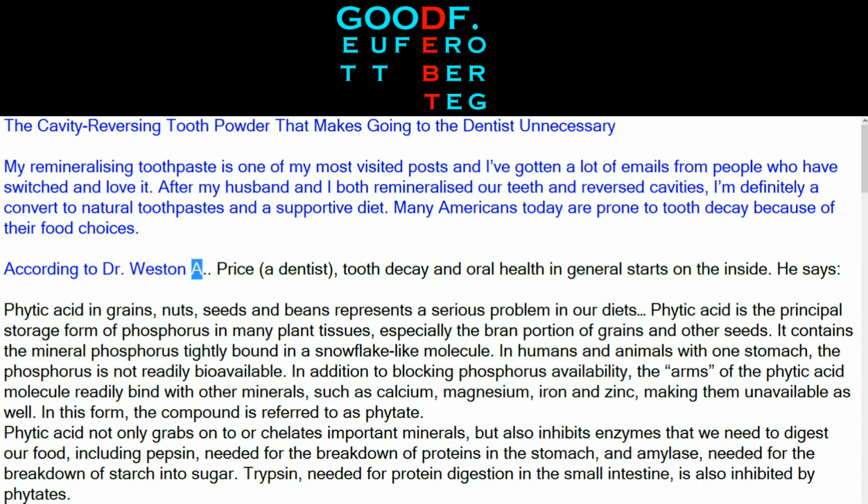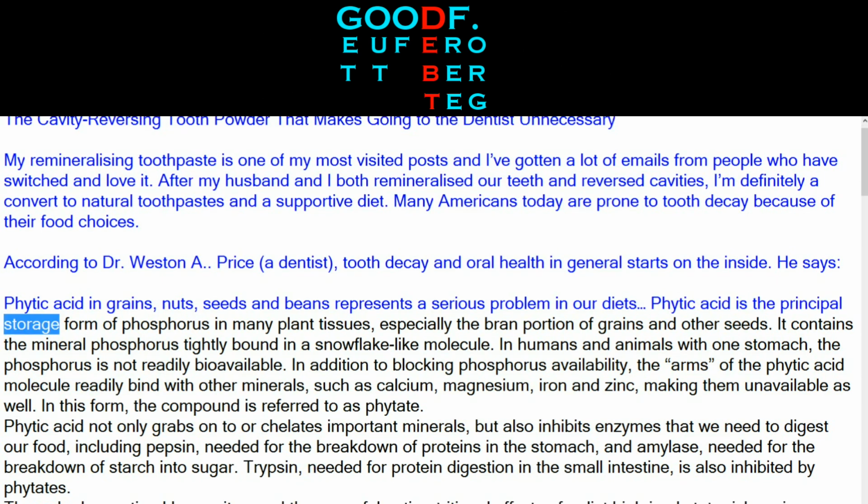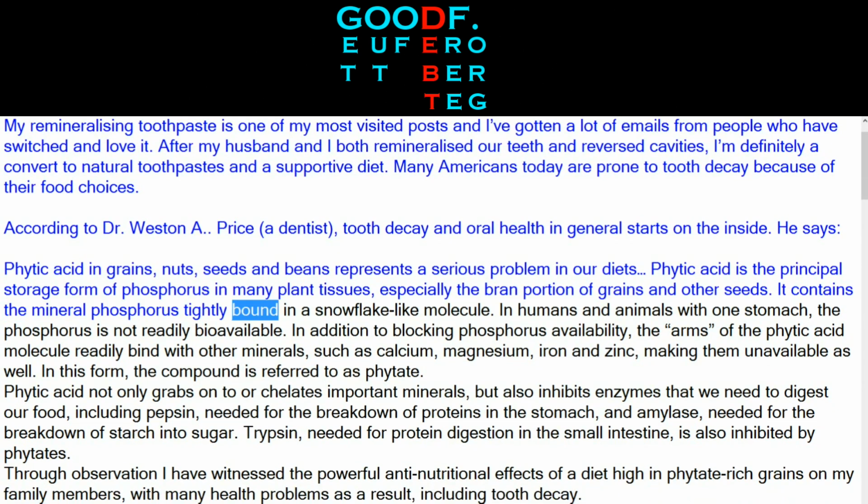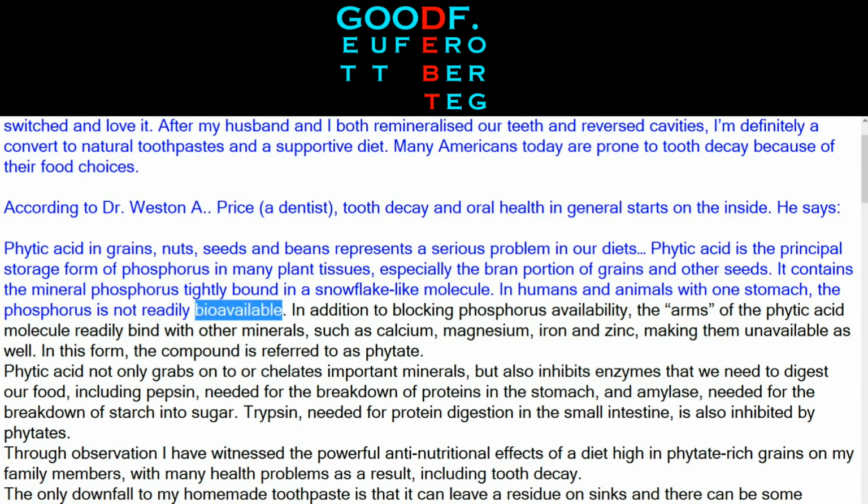According to Dr. Weston A. Price, a dentist, tooth decay and oral health in general starts on the inside. He says phytic acid in grains, nuts, seeds and beans represents a serious problem in our diets. Phytic acid is the principal storage form of phosphorus in many plant tissues, especially the bran portion of grains and other seeds. It contains the mineral phosphorus tightly bound in a snowflake-like molecule. In humans and animals with one stomach, the phosphorus is not readily bioavailable.